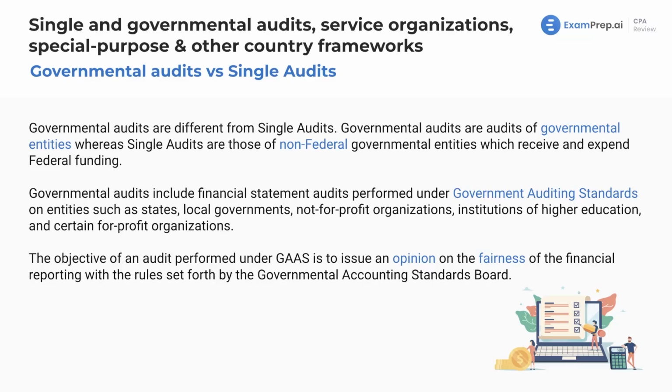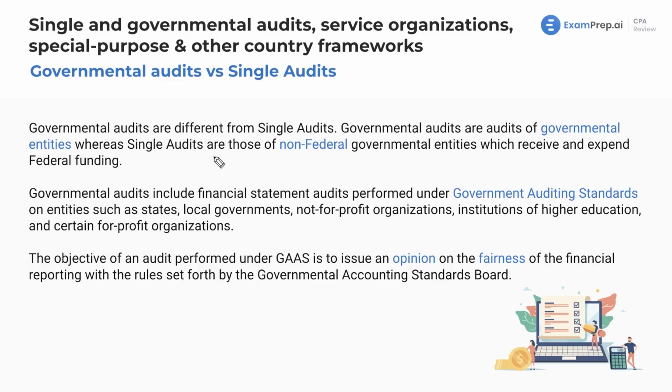Let's now introduce the concept of a governmental audit and how they compare to single audits. So governmental audits are different than single audits. Shocker. Governmental audits are audits of governmental entities. So just like you could say it's a normal audit, but of a governmental entity. Just like you would normally audit a corporation or a not-for-profit, this is just talking about what you're going to do if you're auditing governmental entities.